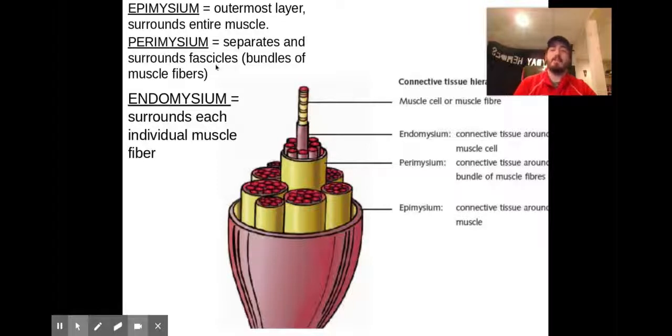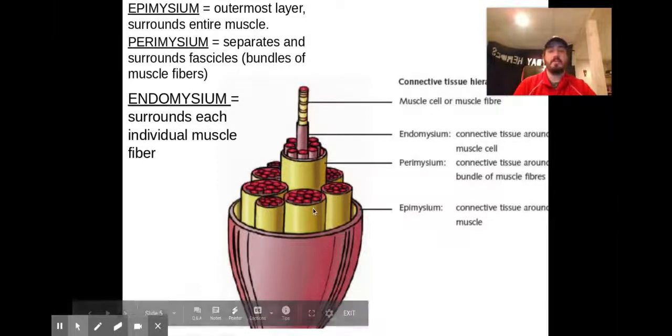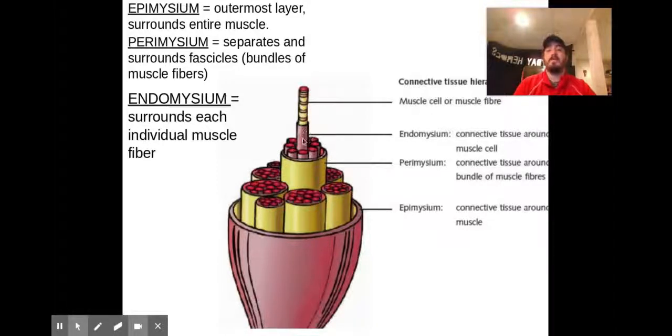Then we have the perimysium. Okay, and that separates and surrounds the individual fascicles, or bundles of muscle fibers, which we just talked about. So again, here's all these fascicles, right? The connective tissue that surrounds them is the perimysium. So epimysium, perimysium. And then we have the endomysium, right? Think about endo, inside or in the middle. Okay, those surround each individual muscle fiber. So epimysium, perimysium, endomysium around these muscle fibers or muscle cells.